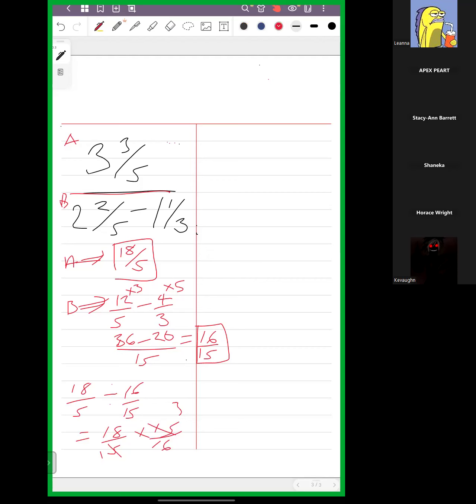And then we look at the fact that, 18 and 16, well, 16 can't go into 18, but it looks like we can use 2 to reduce the 18 and the 16. So 2 into 16, 8, and 2 into 18, 9.